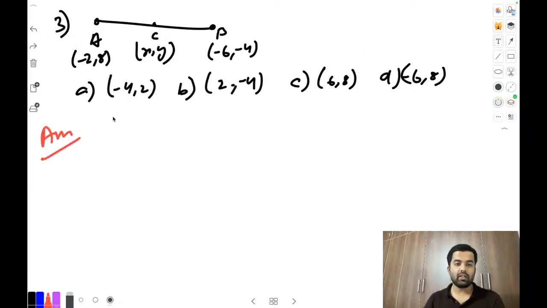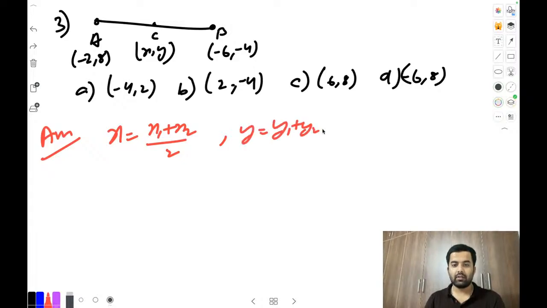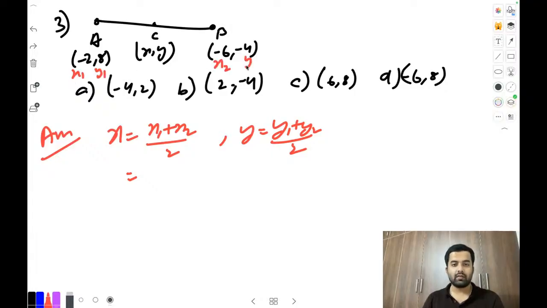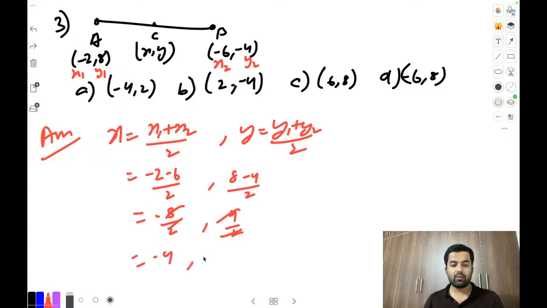Figure out the answers. Let me know in the comment box. For getting the x value, we know that x1 plus x2 divided by 2, and for getting y value, it is y1 plus y2 divided by 2. Here x1 is this, y1 is this, x2 is this, y2 is this. So just keep the values here. Here, 2 minus 6 will come, 8 minus 4 divided by 2 will come. Here this becomes minus 4 divided by 2... this becomes minus 8 divided by 2, here this becomes 4 divided by 2. Cancel out. This becomes minus 4 comma 2.